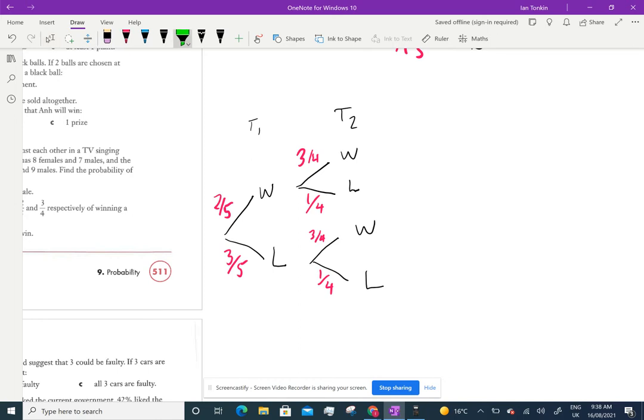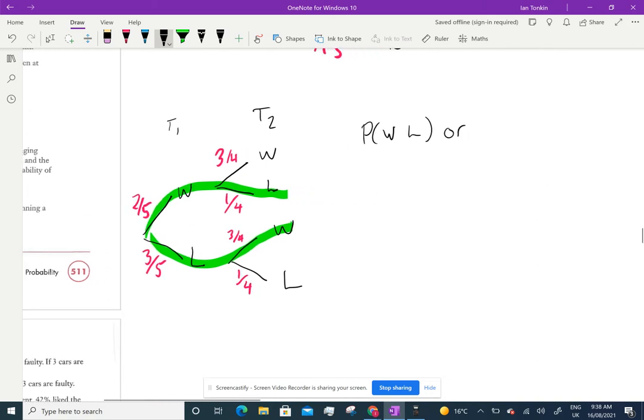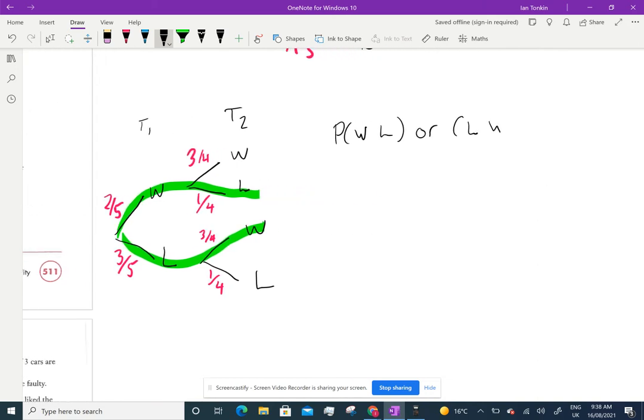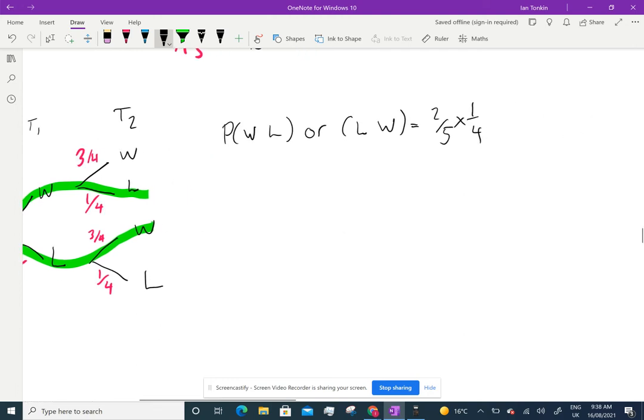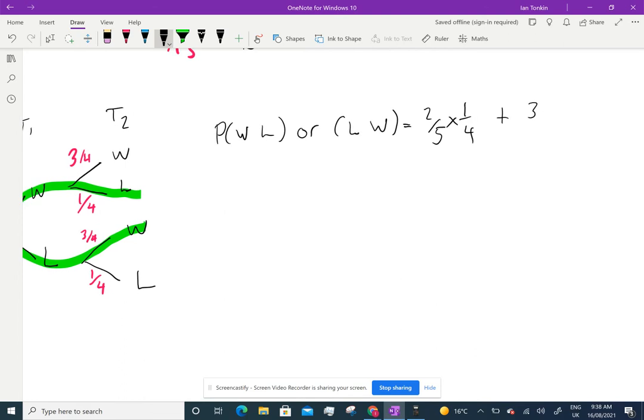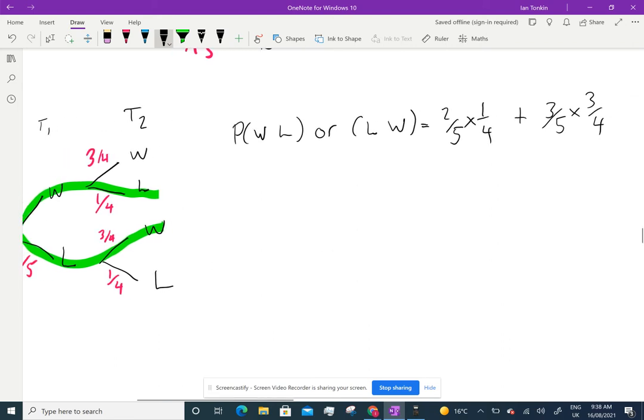So I can follow this branch, the first player winning and the second player losing, or the first player losing and the second player winning. So that gives me the probability the first player wins and the second player loses, or the first player loses and the second player wins. So it's 2 on 5 times 1 on 4 plus 3 on 5 times 3 on 4. Well, that's going to be 2 on 20 plus 9 on 20, 11 on 20. And that is excluding the chance that both of them will win.